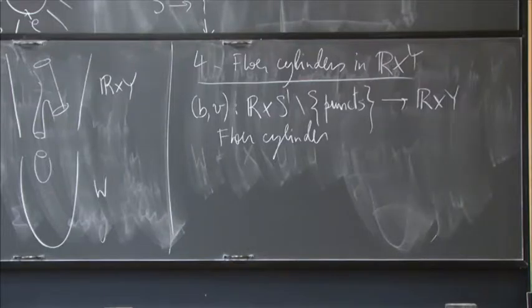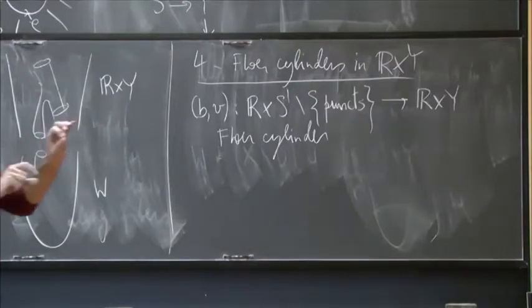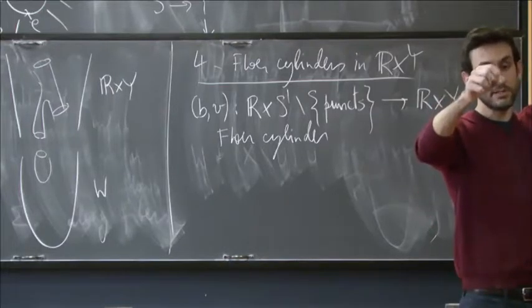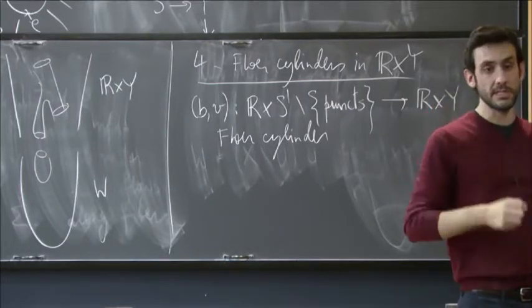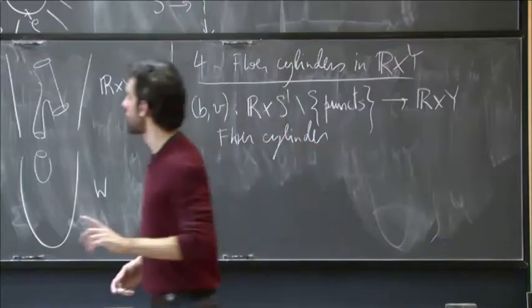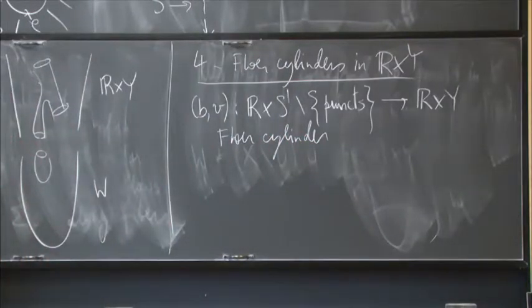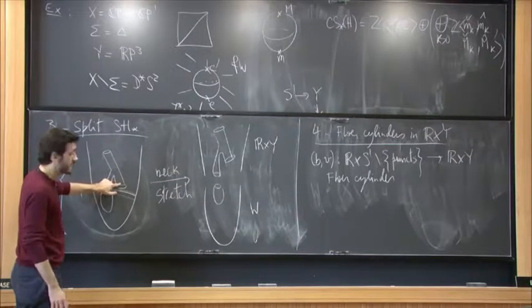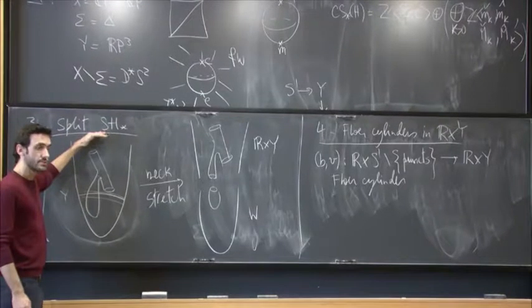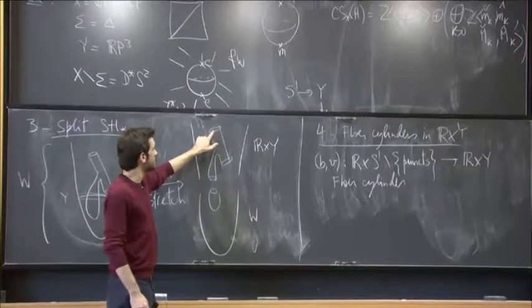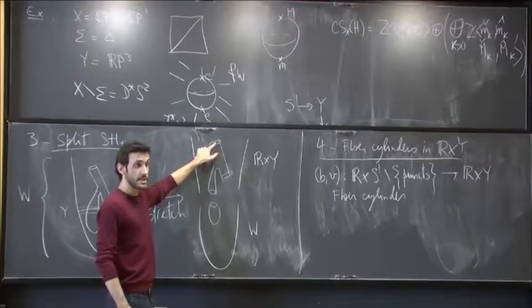I agree. But at this point, I will only study cylinders whose asymptotic orbits live in the region where the Hamiltonian is not actually zero. That's also because of what I chose to tell you. So here I'm looking at the Floer cylinder that connects periodic orbits in this region where the Hamiltonian is non-zero, and then I stretch the neck and I get a punctured cylinder that is also asymptotic to periodic orbits where the Hamiltonian is non-zero.